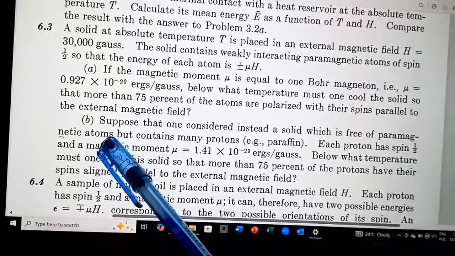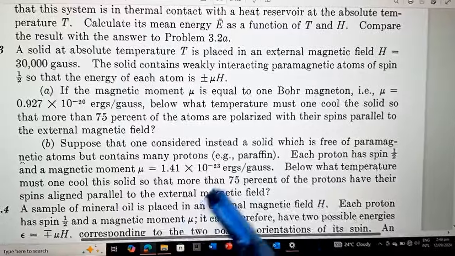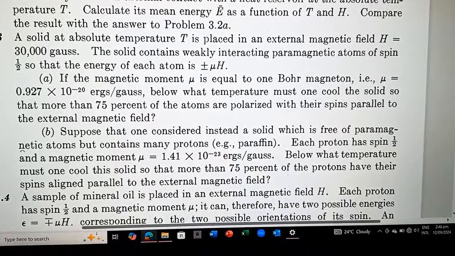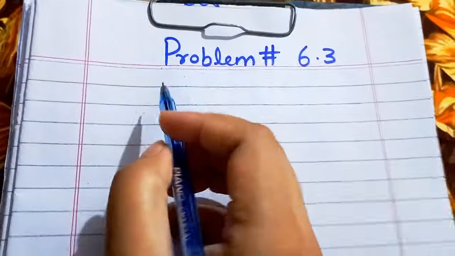And in part B there is only one difference. Let's solve part A first and then we'll do it for part B. First we'll write the data.